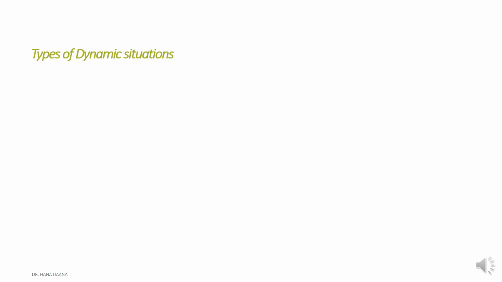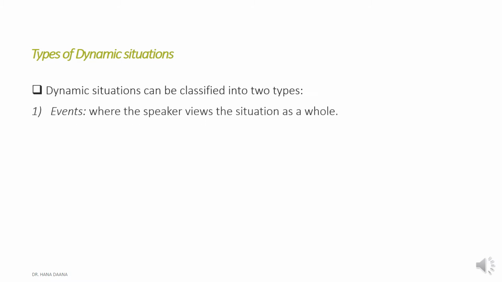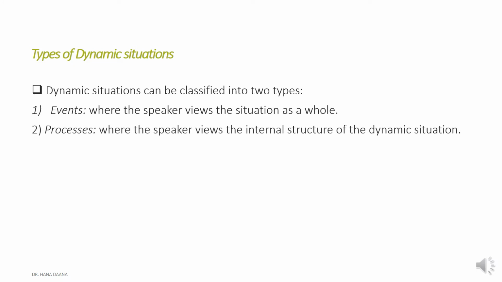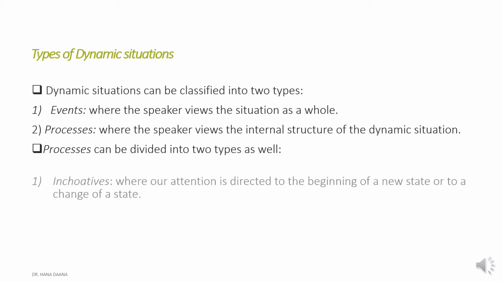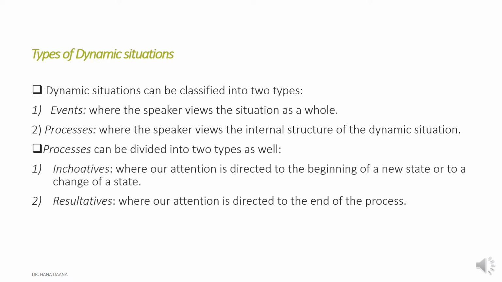Last session, we discussed the two types of dynamic situations, events and processes. This led us to the two types of processes actually, inchoative and resultative. Today we will discuss the dynamic verbs, types of dynamic verbs we mentioned at the end of last session.